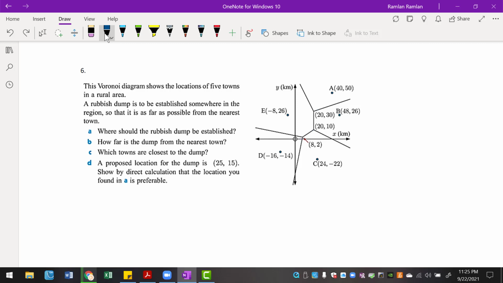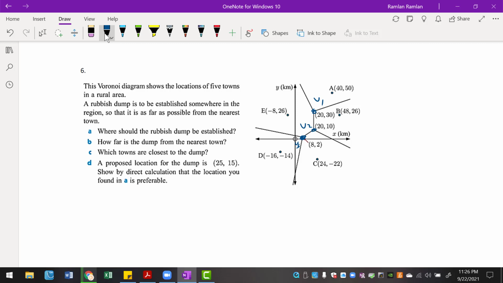The question is where the rubbish dump should be established, because we need to find a vertex from these 3 vertices, this one, this one, and this one, which has a more average distance to all of the sites A, B, C, D, and E. So let's name this one V1, this one V2, and this one V3. So they are named as vertices.